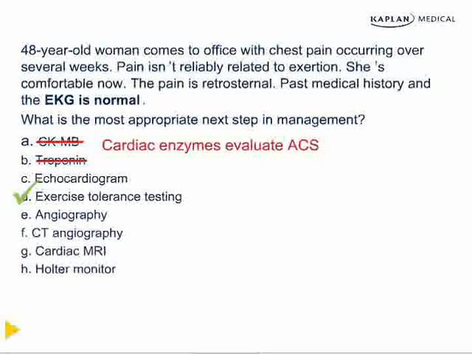CKMB and troponin levels are only when you have an acute person who is in the emergency department. ACS means an acute coronary syndrome. The echocardiogram looks for valve disease, wall motion, and the EF, which is the ejection fraction. So at some point it may be that she needs an echocardiogram, but certainly not first.